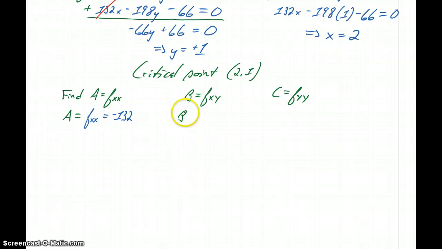Our value for B is going to be the first derivative with respect to X, second with respect to Y, which is going to be positive 132. And our value for C, taking both derivatives with respect to Y, is going to give us negative 198.